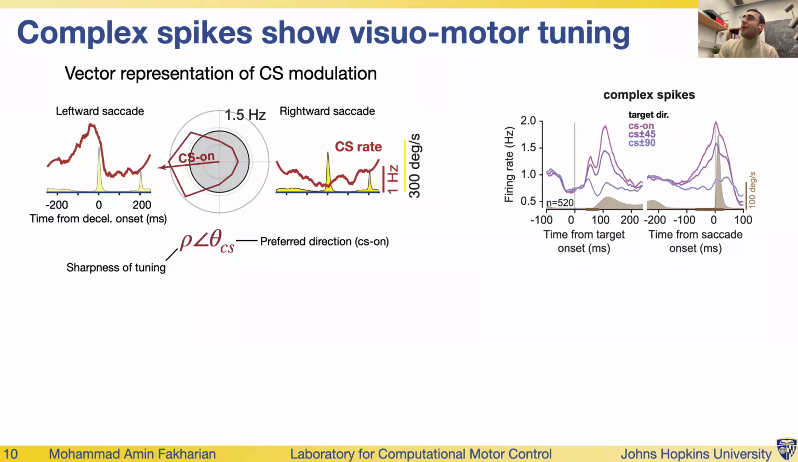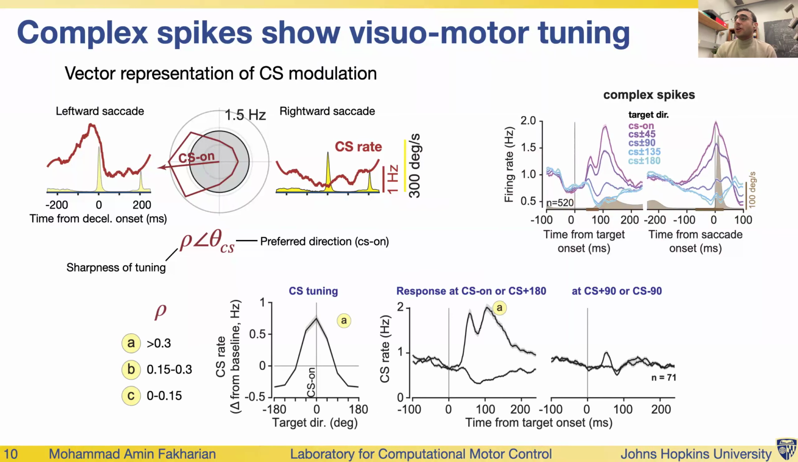This is 45 degrees off the CS on. This is 90 degrees off, which, as you can see, is around the baseline. And as we go to the opposite direction, the activity actually decreases. And if we bin the responses by the amplitude rho, you're going to see that some of the cells are very sharply tuned. Here's the response for the CS on. Here's the response for the CS off. And here is for the CS plus and minus 90, which are at the baseline.